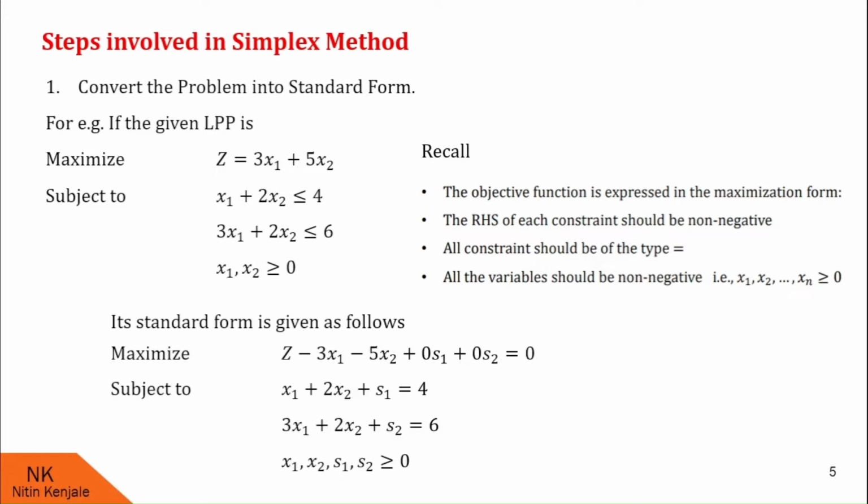Note that I have made some changes in the objective function. I took all the RHS terms to the LHS. So the objective function now becomes z minus 3x1 minus 5x2. I have also added s1 and s2 with coefficients 0. So it becomes plus 0s1 plus 0s2 is equal to 0, since the RHS is now 0. I hope you understood this step.